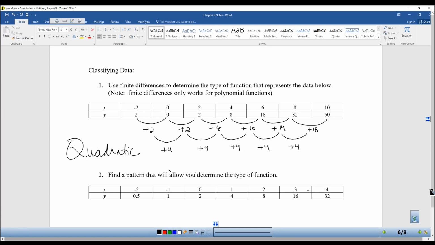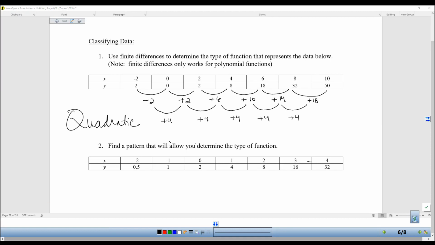Hopefully that's coming back to you. Like I said, that's a review from a previous chapter. So see if you can find the pattern that will let you know what this is. You should work on it on your own, but of course I am going to do it for you.